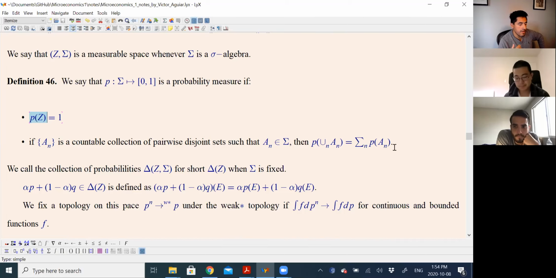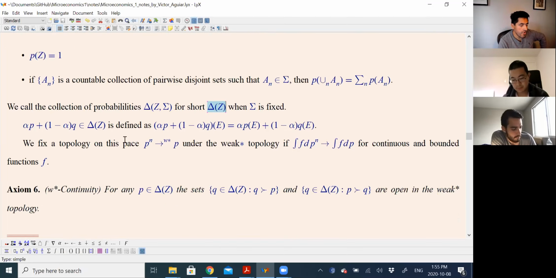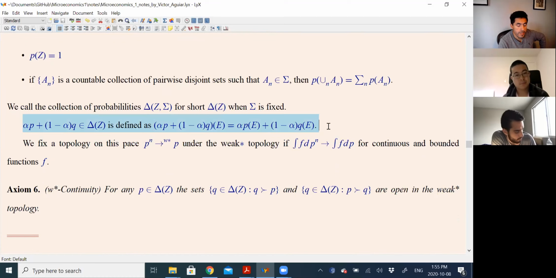Now we have this structure, which is the set of probabilities over this space (Z, sigma). For sure, we're going to simplify it to the simplex over Z. But there is a sigma algebra structure behind it that makes it measurable. So I still define the compounding lottery in this way. This is the same way as before.